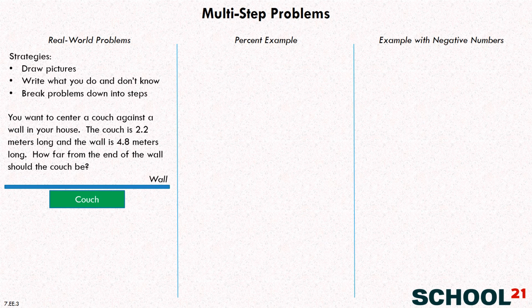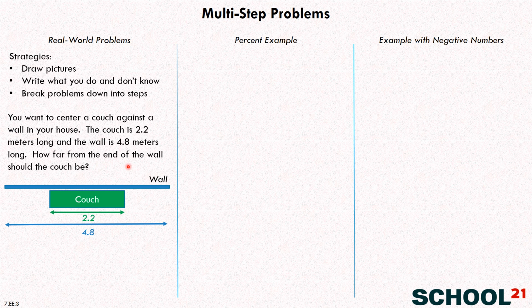Now we always want to use our strategies. So here we've said that we're going to write in what we do and what we don't know into our picture here. So what could we label here in our drawing? The length of the couch we know is 2.2. Okay, so we could write that in like that? Mm-hmm. Okay, what else can we label? The length of the wall is 4.8. Okay, so could we write that in? Yeah. Okay, good. So now what is it that we're looking for? Well, we want to center the couch, so how far is it from the end of the wall? Right, that's what the problem asks us to find here.